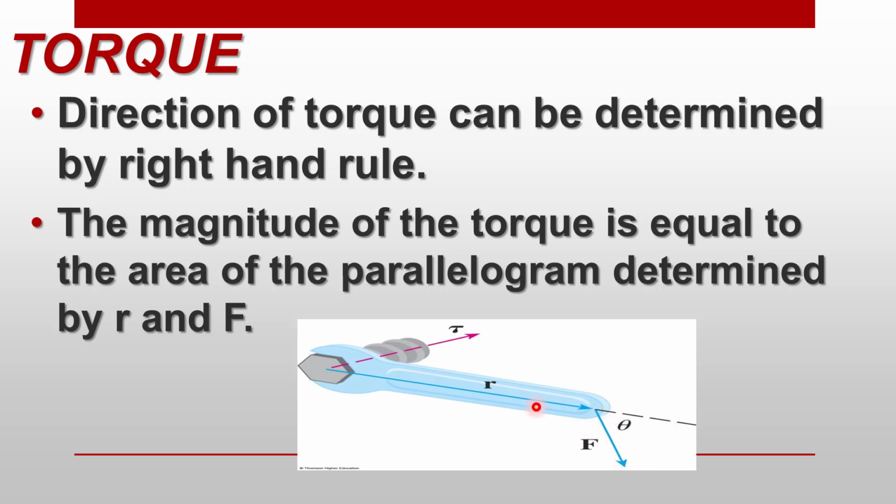The first step to cross multiply these two quantities is to join them tip to tail. F will be placed over here, then we curl the fingers of the right hand, and we see that the thumb is pointing in this direction, which gives us the direction of torque. It is basically telling us about the axis of rotation. So R cross F will give us the direction of torque, which is perpendicular to the plane containing R and F, just as in the case of cross product.